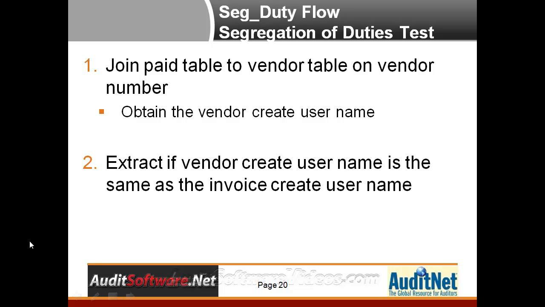When we look at the actual data, we're going to make sure that the vendor create username is in the vendor master file, and the invoice create username is in the payment file. And we're going to join the payment file in this first step to the vendor table. By doing that join, we're going to be doing it on vendor number, and we're just trying to see, do they match? That's kind of step 2 here. Once I've joined on vendor number and gotten the vendor name brought over to my paid history file, I can extract if the vendor name is now equal to the invoice enterer name.